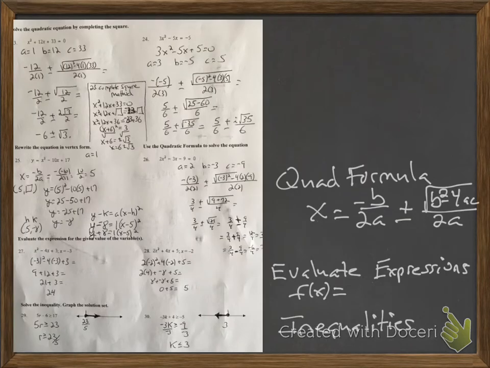Problems 23 through 30. We have the quadratic formula. We have using the completing the square method, but I also did it by the quadratic formula here. If you would like me to do more examples of completing the square, I'll be happy to do those in class. We also have inequalities, as well as evaluating expressions by plugging in the value for x.